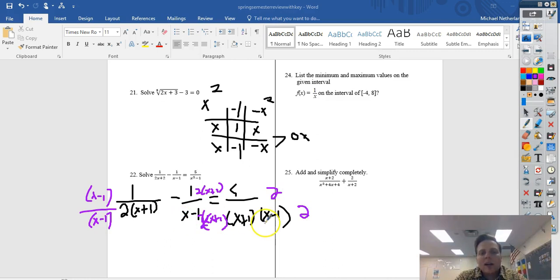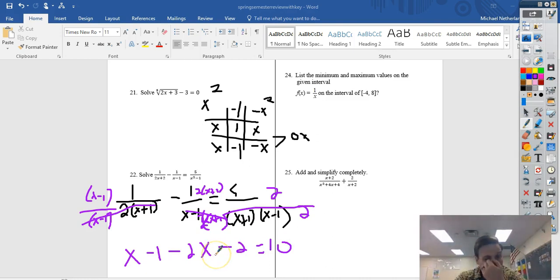Now that all my denominators would be the same, since I'm solving, and this only works when solving, I can cancel out all my denominators. So now let's multiply my numerators. x minus 1 times 1 is just x minus 1. Minus 1 times 2 times x plus 1, which will give me 1 times 2, which is 2. 2 times x, which is 2x. Minus 2 times 1, which is just 2, is equal to 10.